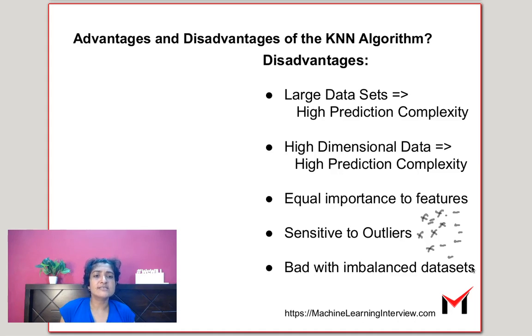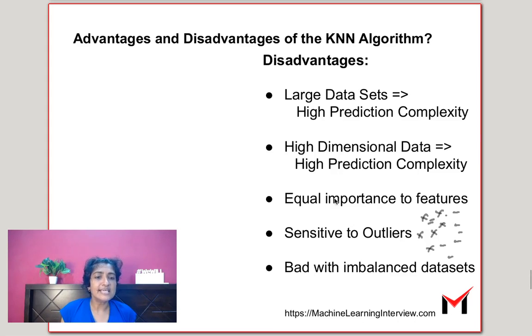Another challenge is when we have high dimensional data. If the number of features is high, then computing the distance metric between one point and the other itself takes time. So again, there is high prediction complexity. If you recall, we looked at the complexity of the naive way of doing it: if we have n data points and m dimensions, it's actually the product of m and n. So if m increases or n increases, we have a high prediction complexity.